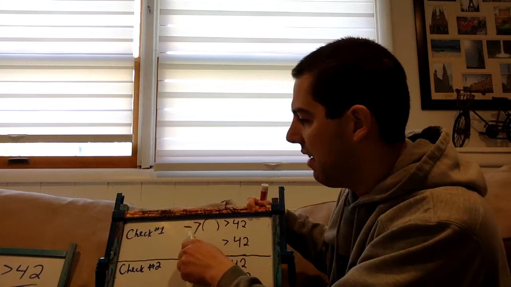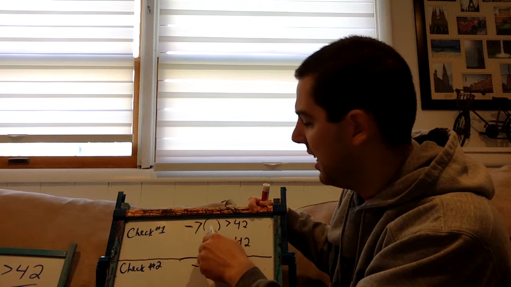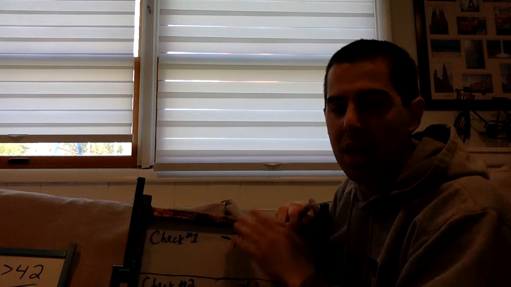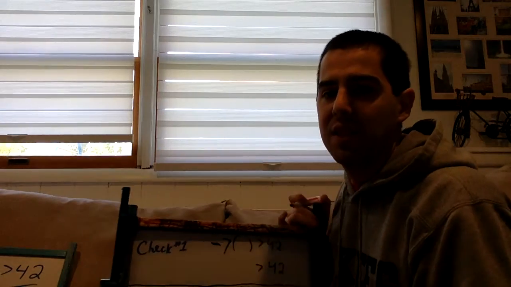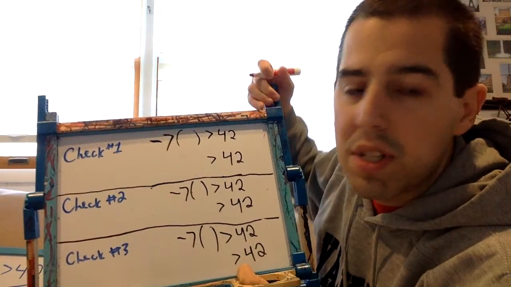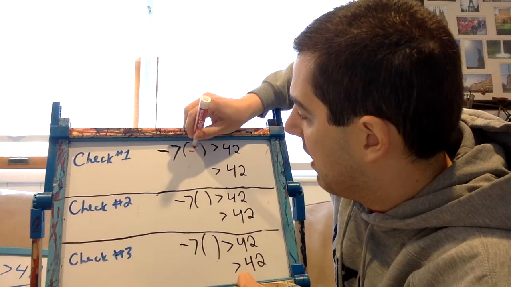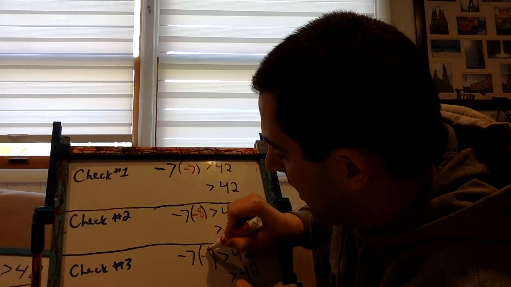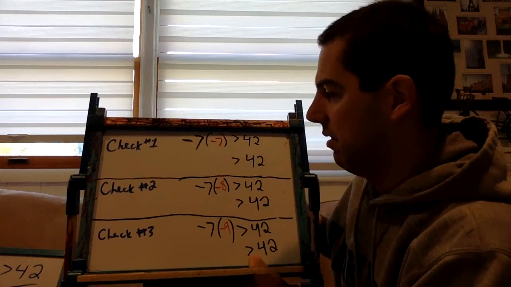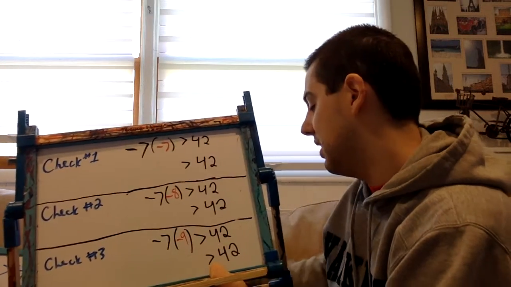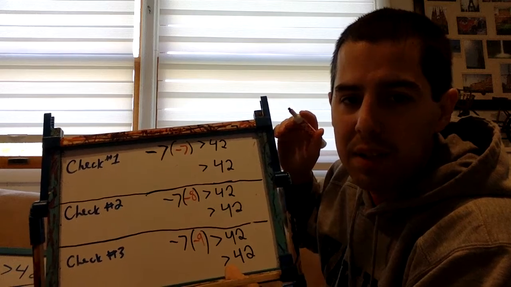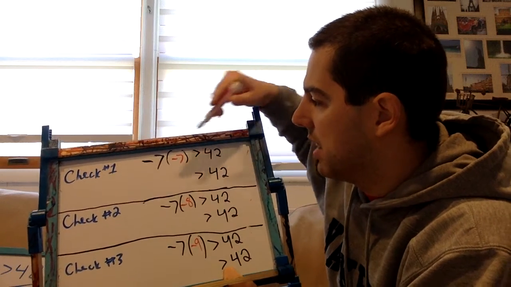So -7 multiplied by z is greater than 42. Now I'm going to pick numbers that are less than -6. So numbers that are less than -6: -7, -8, -9. If I did this correctly, I should get true statements. The left side should be greater than the right side.